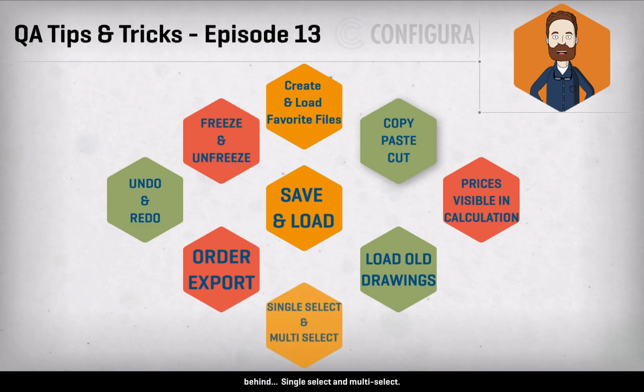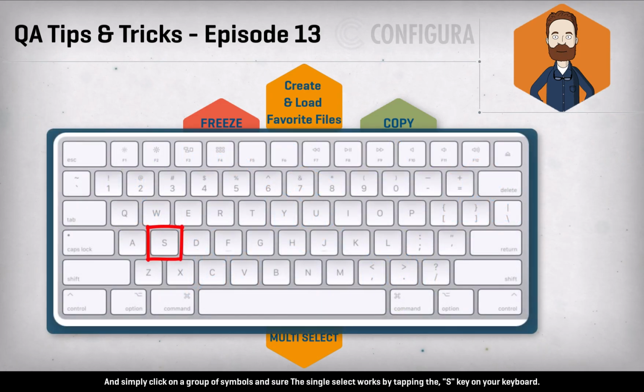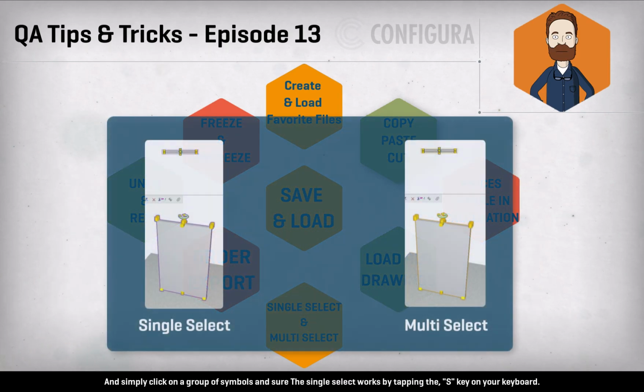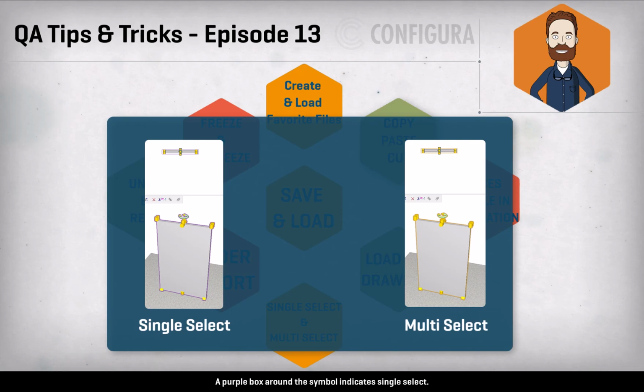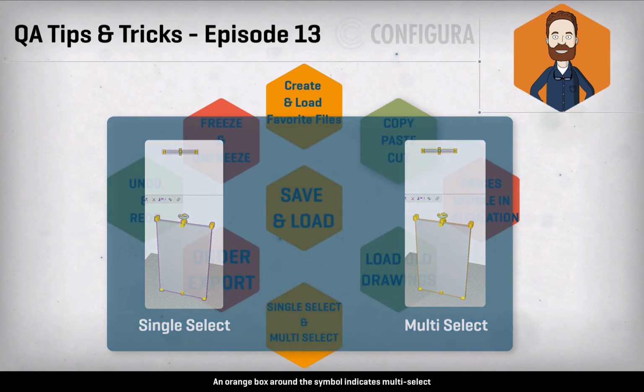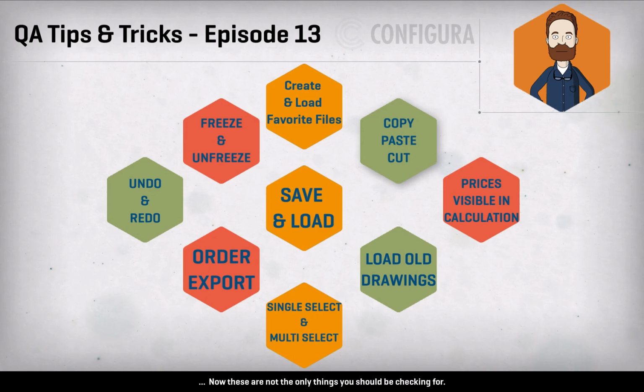Single select and multi-select. For this test, try placing a few symbols in your drawing. Then simply click on a group of symbols and ensure the single select works by tapping the S key on your keyboard. A purple box around the symbol indicates single select, and an orange box around the symbol indicates multi-select.